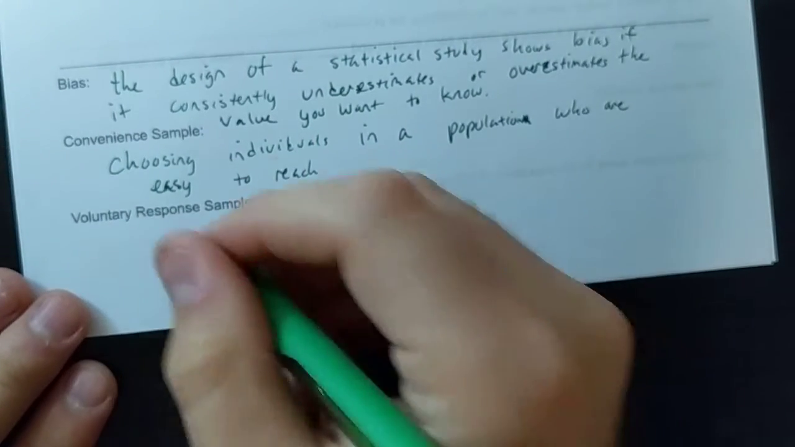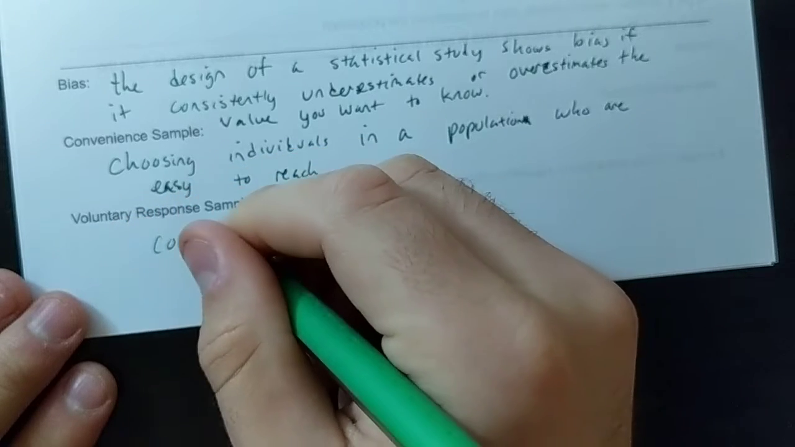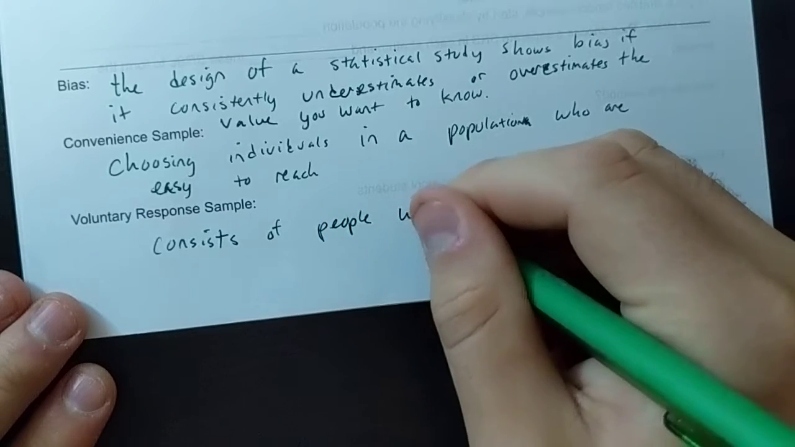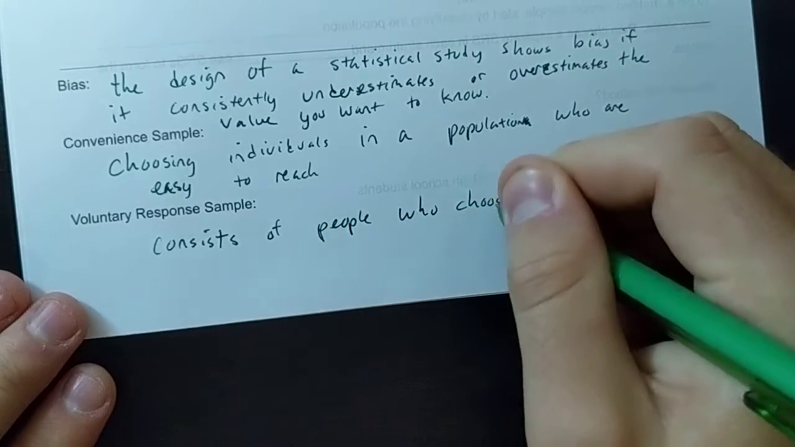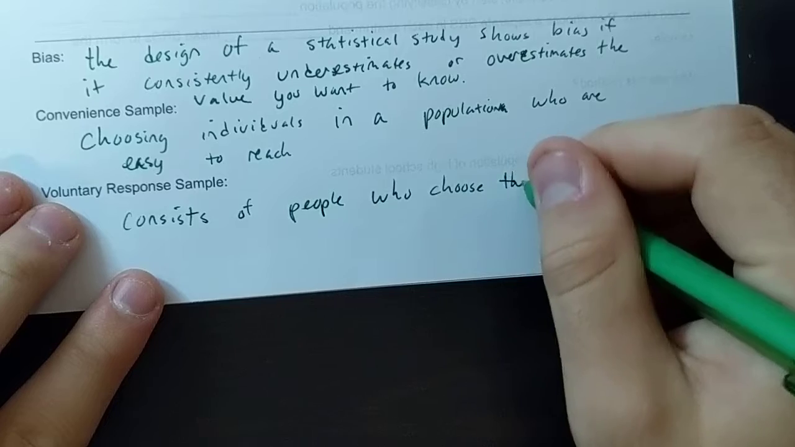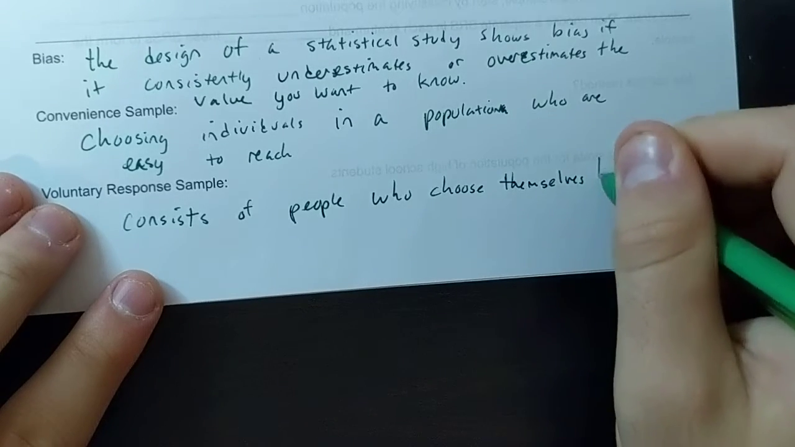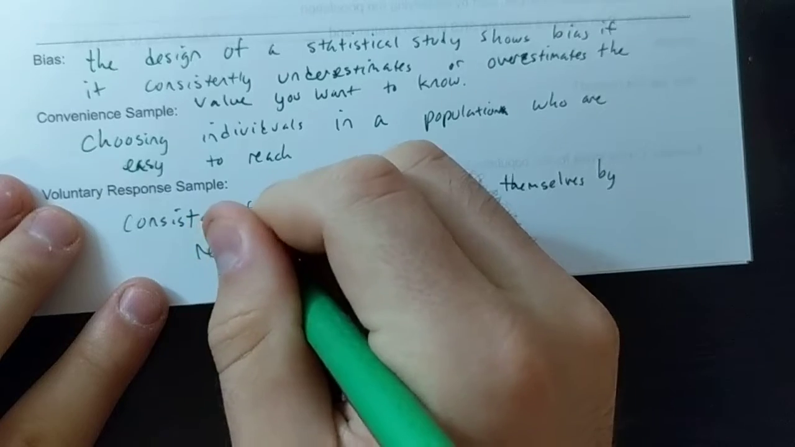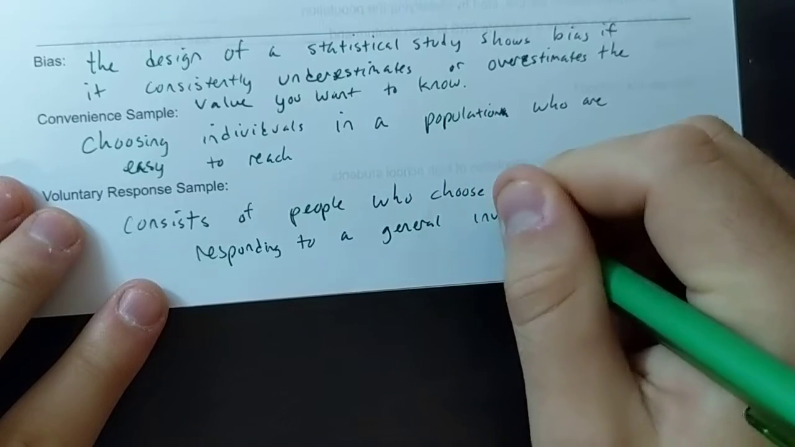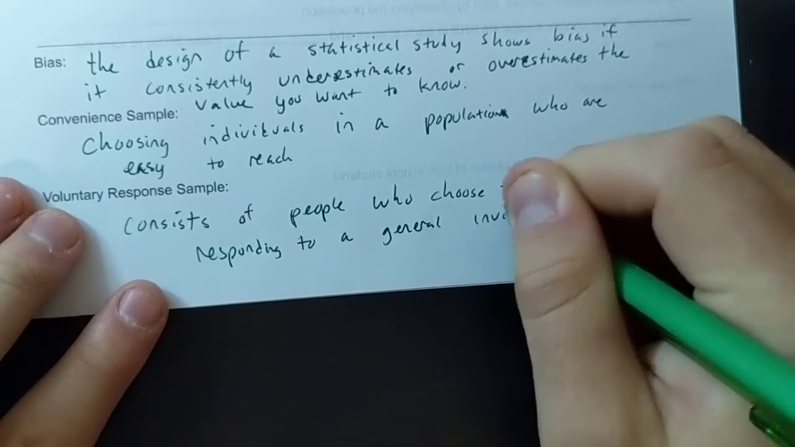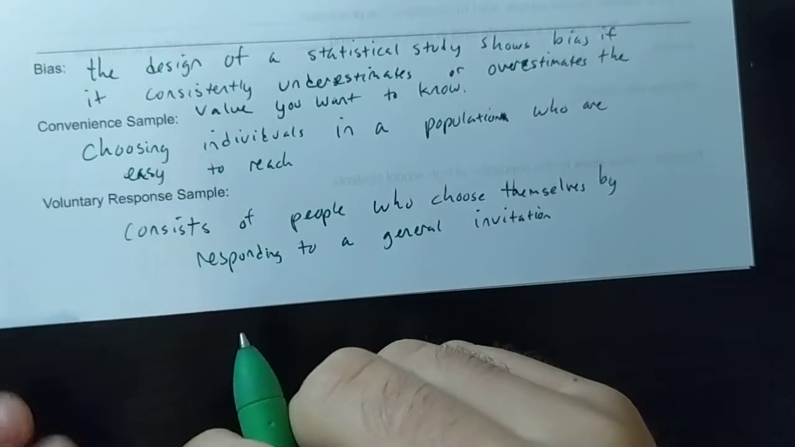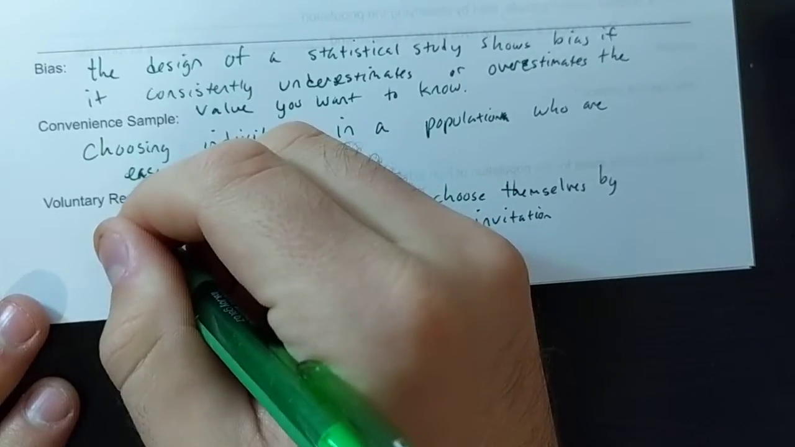A voluntary response sample consists of people who choose themselves by responding to a general invitation. So this has the responders actually put in some kind of effort to respond to the survey or get into the sample. That takes some kind of work.